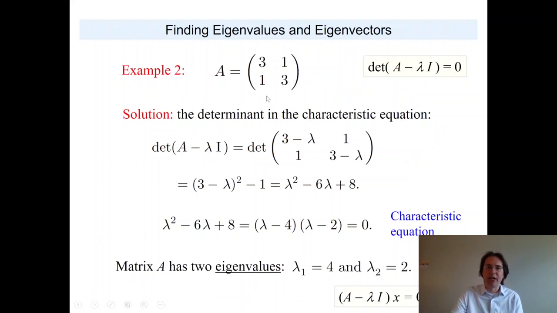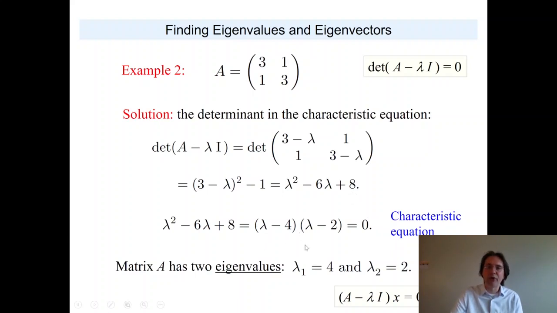Consider, for simplicity, a 2 by 2 matrix, and try to compute the determinant in the characteristic equation. So A minus lambda I is equal to what? The same matrix, minus lambda, minus lambda. Open it up and we get a quadratic equation, which is equal to 0. It gives us the characteristic equation.